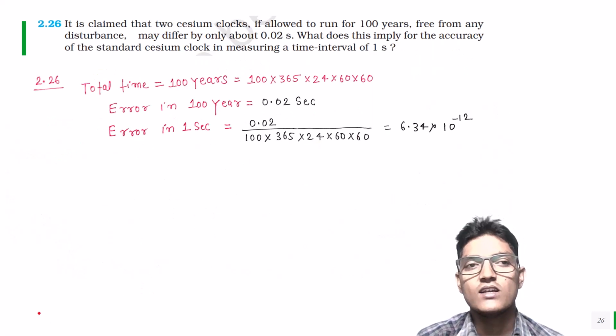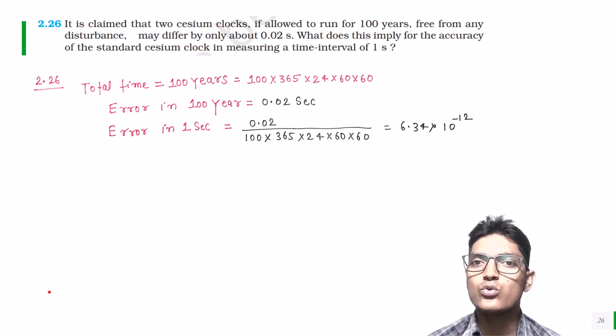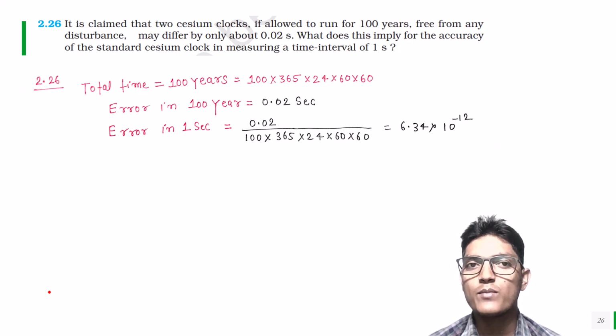Next question is, it is claimed that 2 cesium clocks, if allowed to run for 100 years, free from any disturbance, may differ by only about 0.02 seconds. What does this imply for the accuracy of the standard cesium clock in measuring a time interval of 1 second?